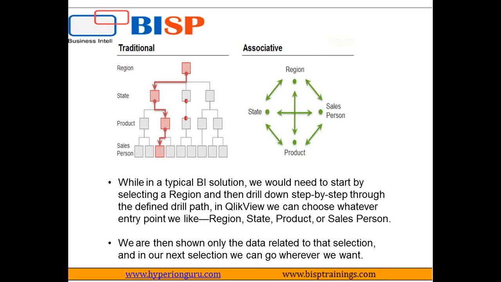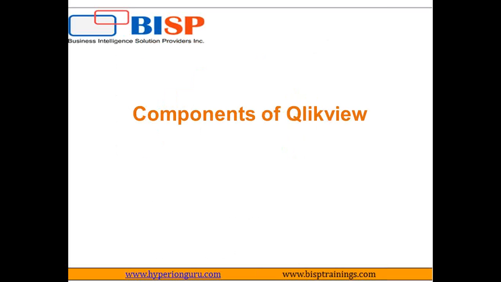It is a circular relationship between all the dimensions, and not a fixed hierarchical relationship. So that's why users get instantly what they need. Now I'm going to explain something about the architecture of Qlikview.